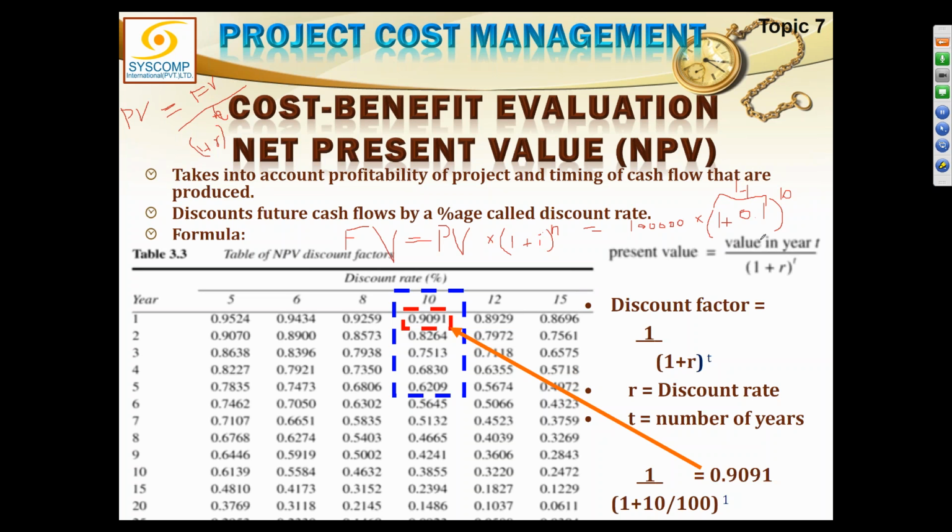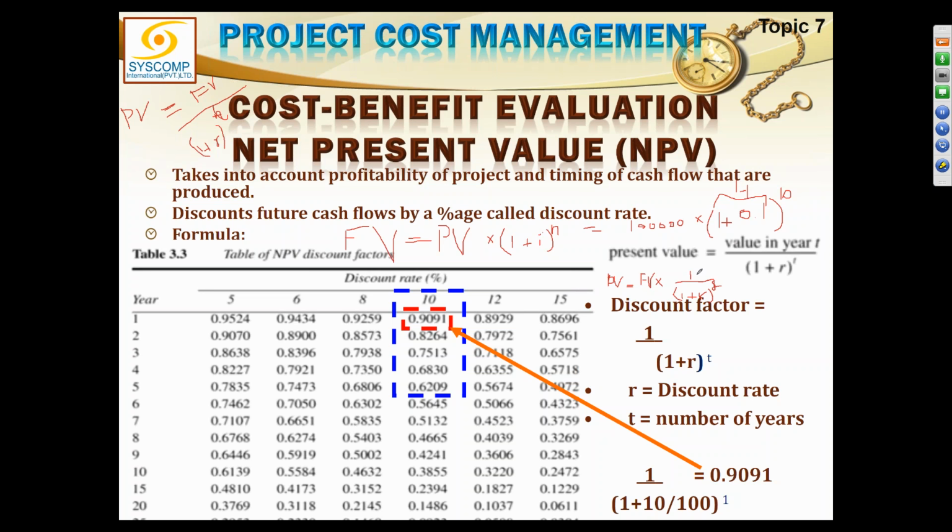Present value is equal to the value in year T, that is the future value, divided by 1 plus R raised to the power T. Are you okay with it? Yes, sir. Okay. If I write it like this, present value is equal to future value multiplied by 1 divided by 1 plus R raised to the power T, will it be the same? Yes, sir.